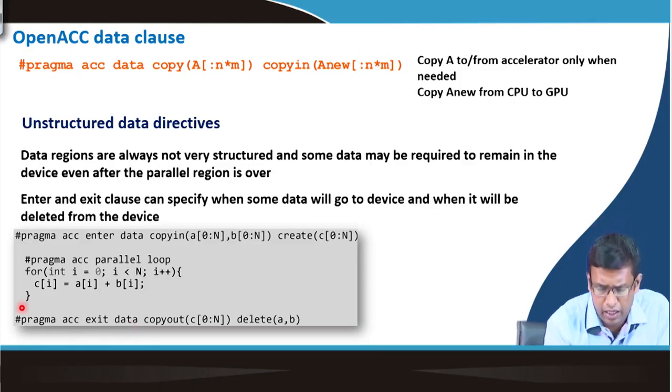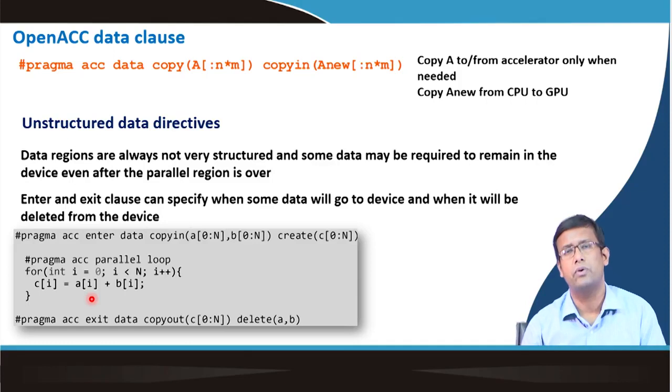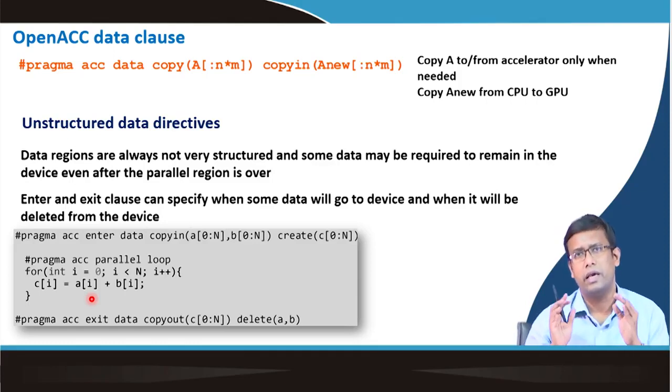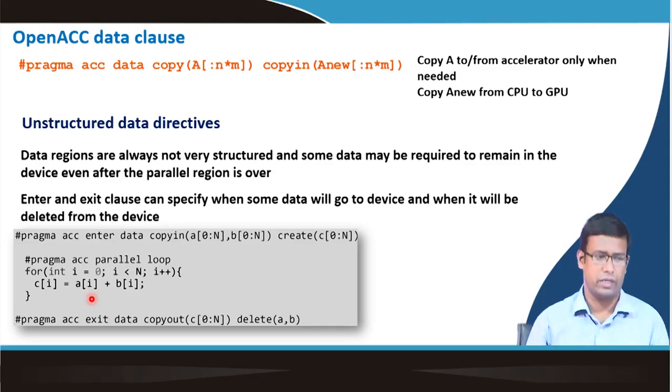But if we run another parallel loop here, run a few more parallel loops, run a sequential loop, etc. here, the A, B and C will still remain in the GPU, and that GPU copy will be unaltered.